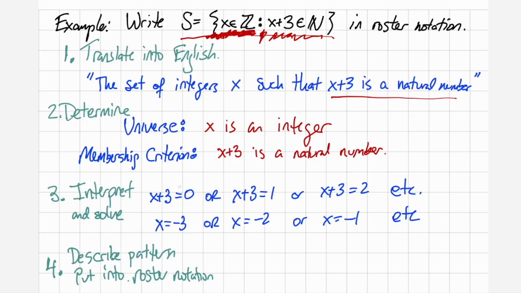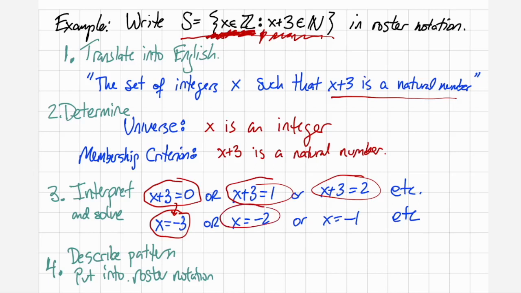Well, if x plus 3 is a natural number, well, x plus 3 could be equal to 0, or x plus 3 could be equal to 1, or x plus 3 could be equal to 2, or equal to 3, etc. So we could use that information and solve and say, oh wait, this is the same thing as x is equal to negative 3, or x is equal to negative 2, or x is equal to negative 1, x is equal to 0, etc.